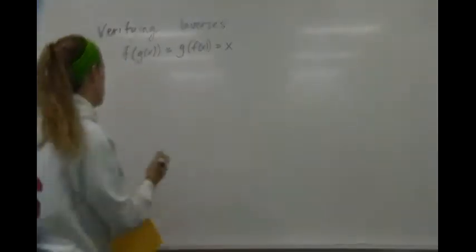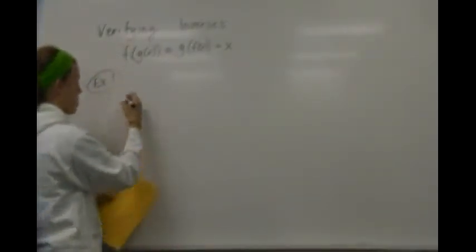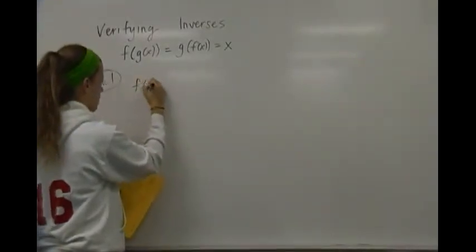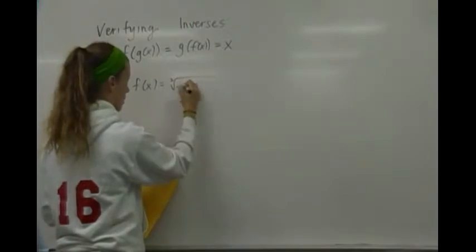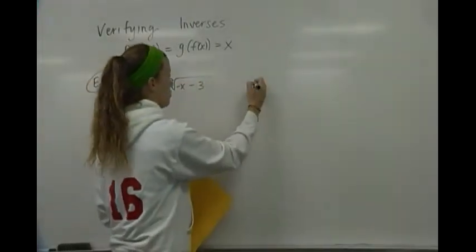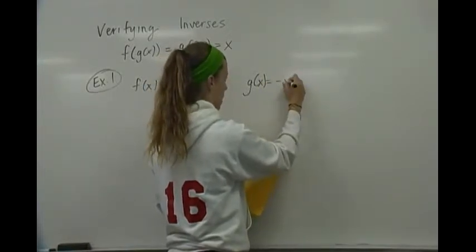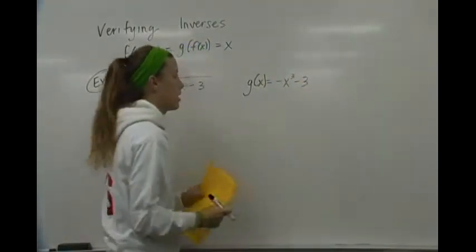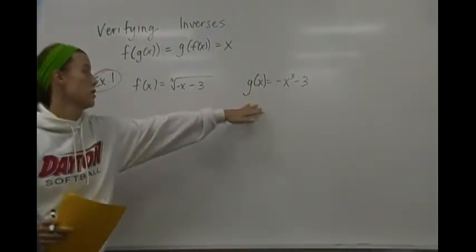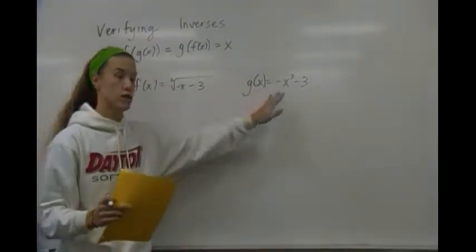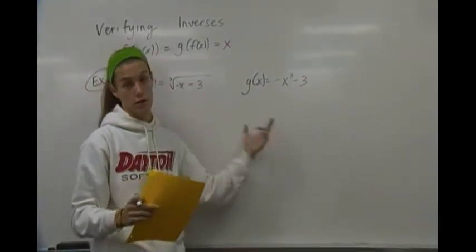So we're going to start off with two functions for this first example on verifying, where f of x is equal to the cube root of negative x minus 3, and g of x is equal to negative x cubed minus 3. We're going to have to do two compositions, one where g goes into f and one where f goes into g. If they both are equal to x, we've proven that these two are inverses of each other.